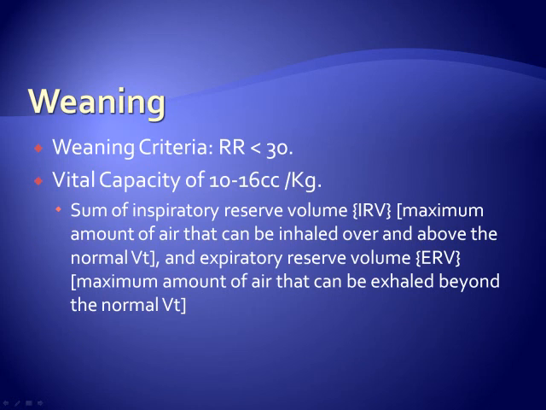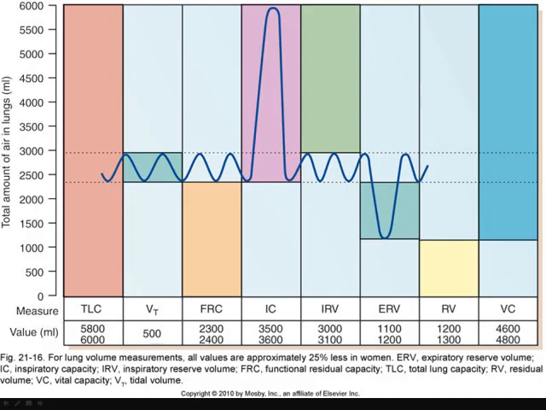Our weaning criteria is that the patient must have a respiratory rate less than 30, and they must have a vital capacity between 10 and 16 milliliters per kilogram. Let's take a look at that. Okay, this chart here is illustrating a patient's vital capacity.